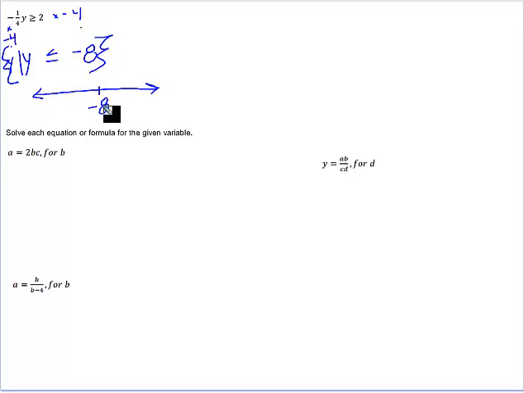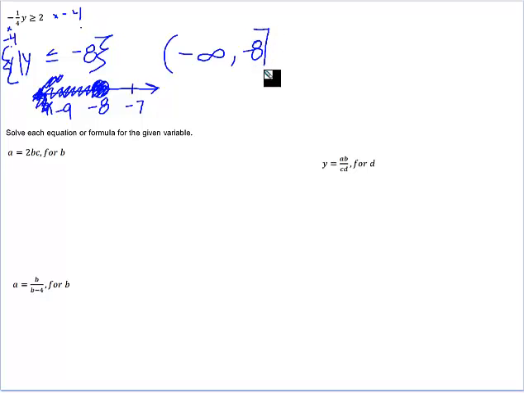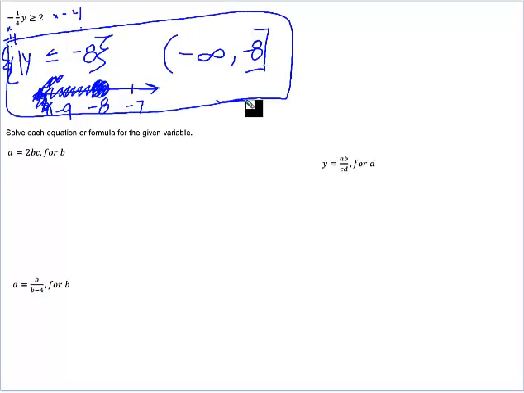So on a number line, negative 8's right in the middle. One number above, negative 7. One number below, negative 8. So we would have a closed circle at negative 8, and this is going off to the left because it is less than or equal to. Now we're off to the left, so that means we are starting at negative infinity for interval, and we are ending at negative 8, and negative 8 is included, so we'll put a square bracket. So those are our three solutions.